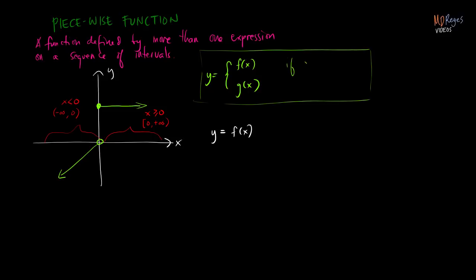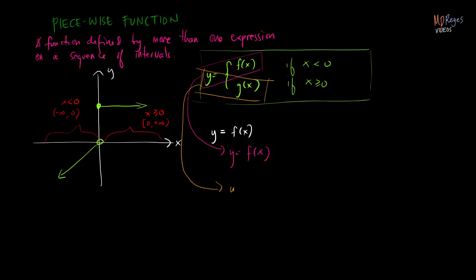We can have if x is less than 0, and then if x is greater than or equal to 0. That's one way of writing the conditions of a piecewise function. To sketch its graph, we actually have two functions combined to be just one. So we have to sketch the graph of y equals f of x separate from the function y equals g of x. Y equals f of x, we consider that if x is less than 0, and then we consider the other function if x is greater than or equal to 0.